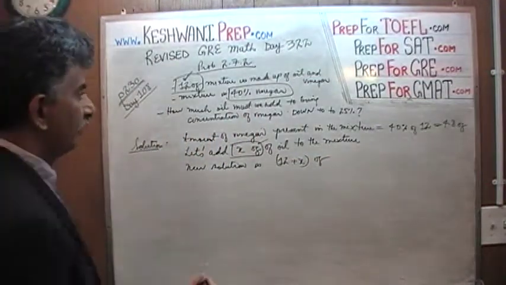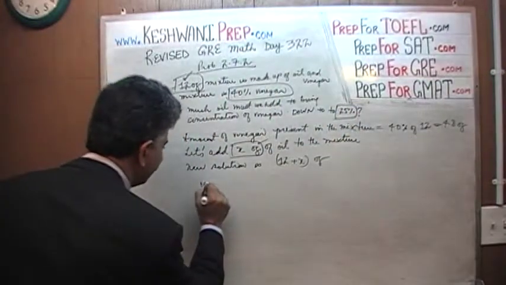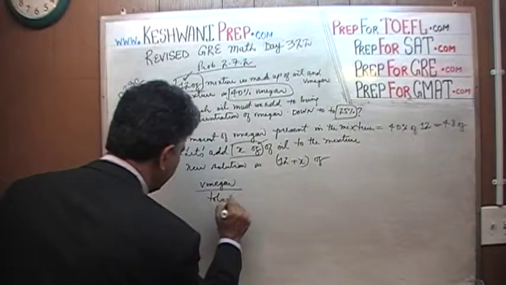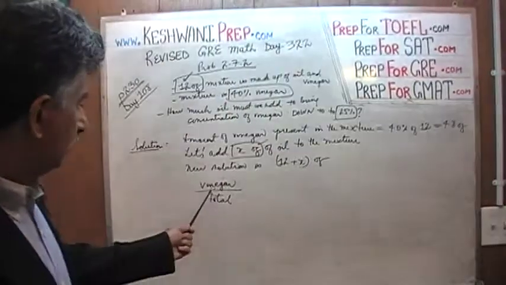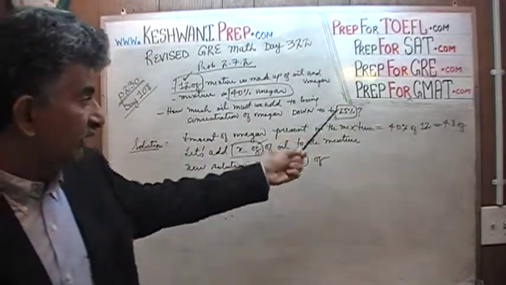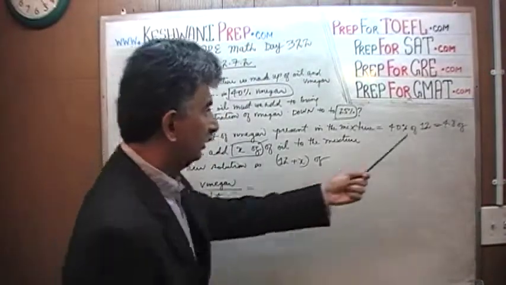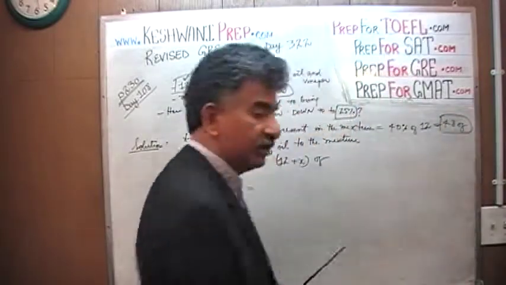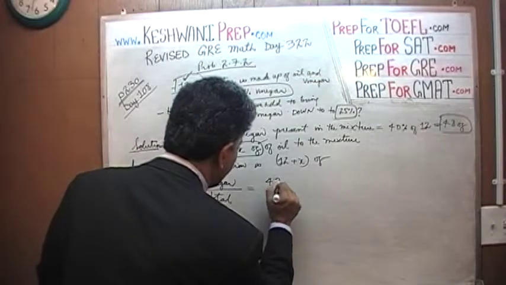And we want the concentration to be 25%. In other words, this ratio of the amount of vinegar to the total amount of mixture, we want this ratio to be 25% or 1/4. The amount of vinegar we know is 4.8 ounces. That's not going to change because we're not changing the amount of vinegar at all. So that's going to stay 4.8.